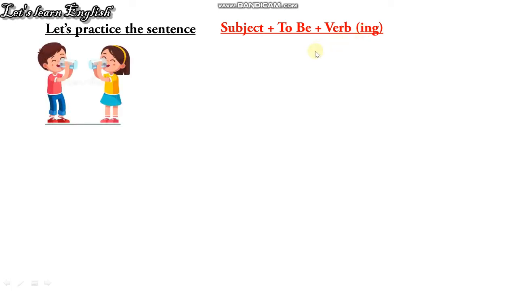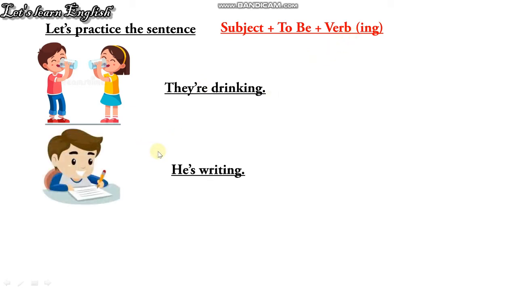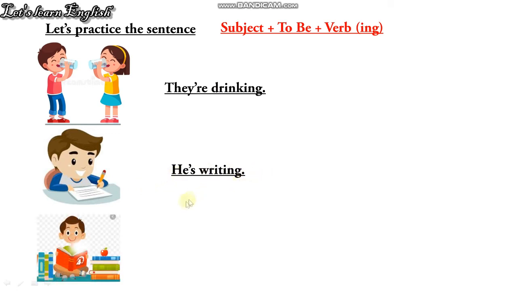Okay, let's take a look. Picture number one, and see the example. They're drinking water. They're drinking. So they is the subject, are is to be, drinking is verb ing. Picture number two. He's writing. Picture number three. He's reading. Okay, let's move to the next.